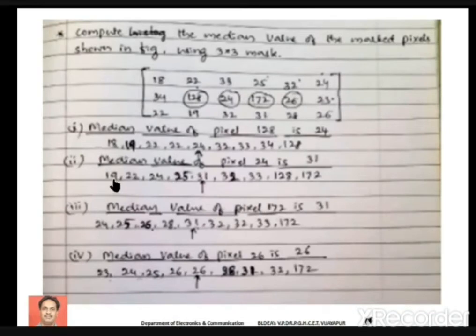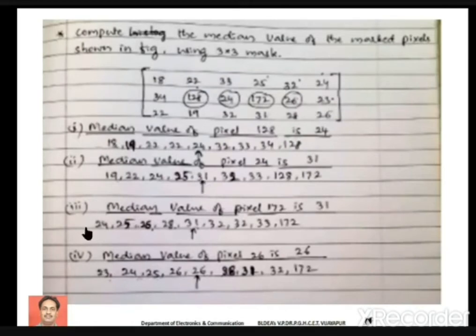So in the ascending order, we get 19, 22, 24, 25, 31, 32, 33, 128, 172. Now the middle value 31, we call it as median. Please try to understand how to get the median. Arrange the values in the ascending order, and the middle value itself we call it as median.